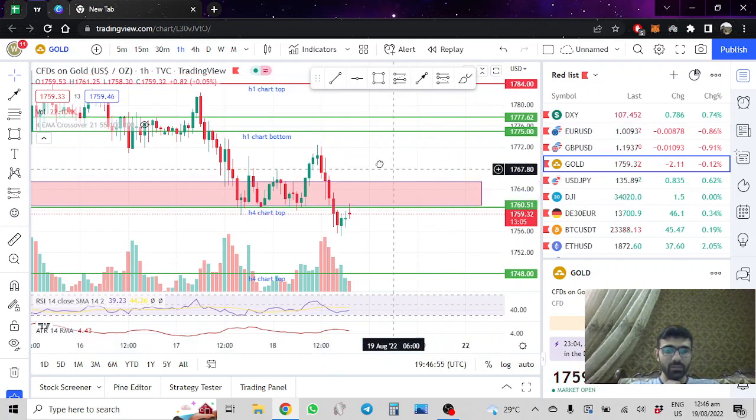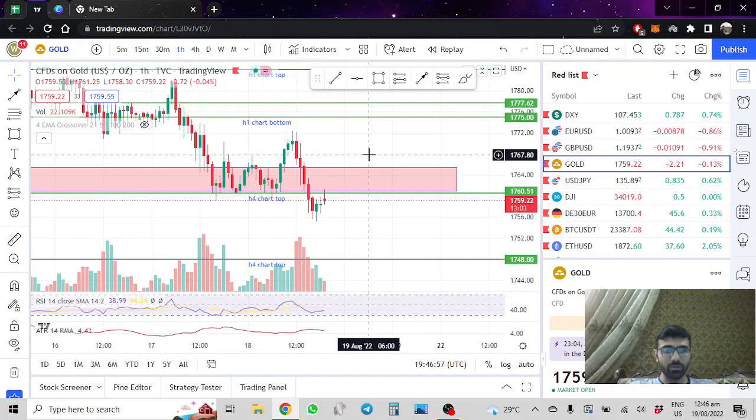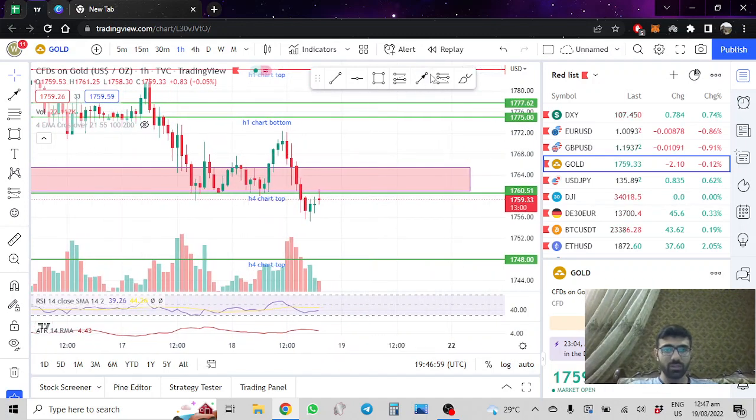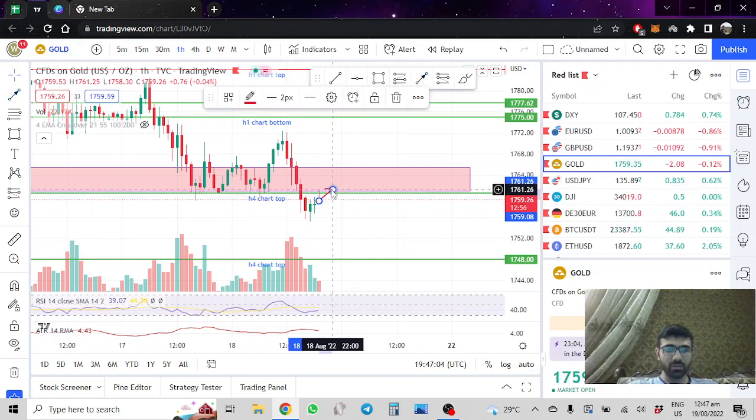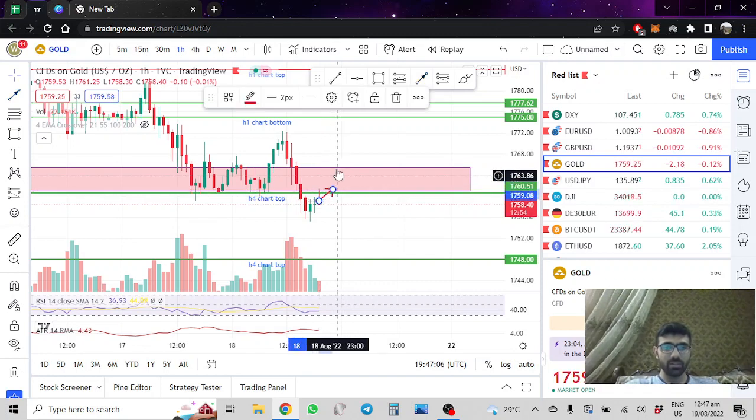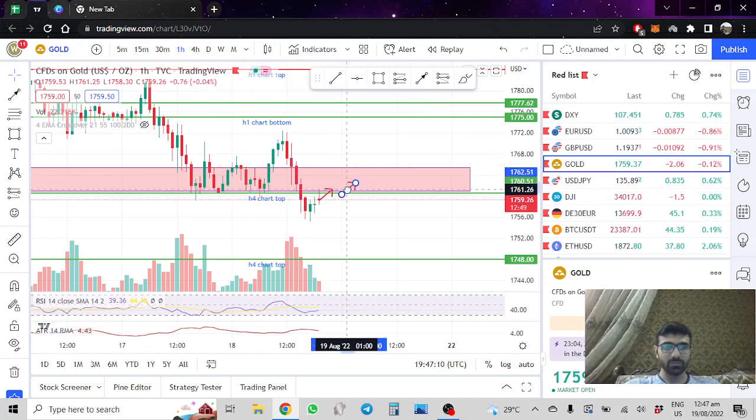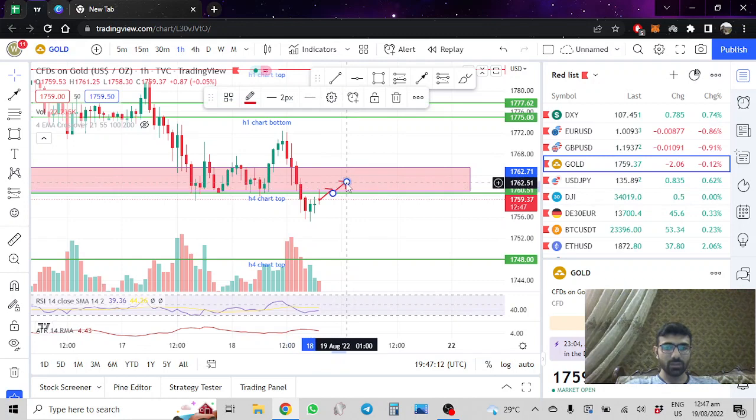I'm going to take a few trades and draw a few arrows for you guys so you can have a better idea. Something like this. It goes up, this area is respected, and then it goes down, something like this.